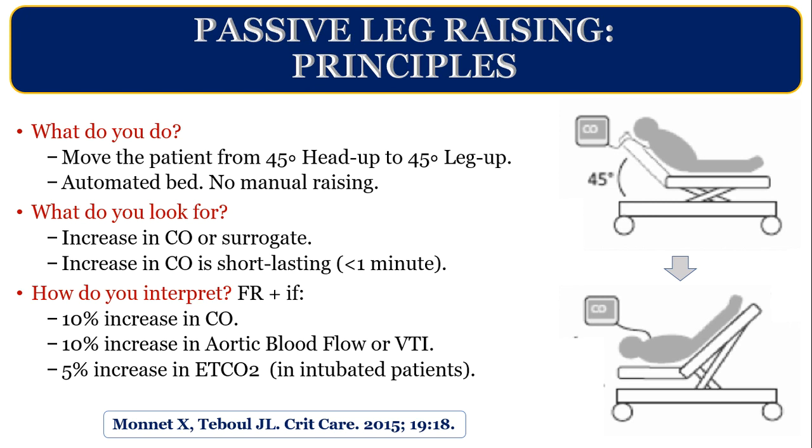We want to see a 10% increase in the cardiac output, or a 10% increase in the aortic blood flow or VTI, or a 5% increase in the ETCO2. These are the valid things. If you do not have one, then you go for pulse pressure: a 10% increase in the pulse pressure, but not pulse pressure variation. What do you want to see? Sir, I will see a reduction in the pulse pressure variation. That's probably not the right answer. Alright?